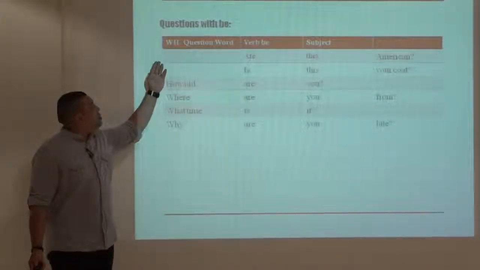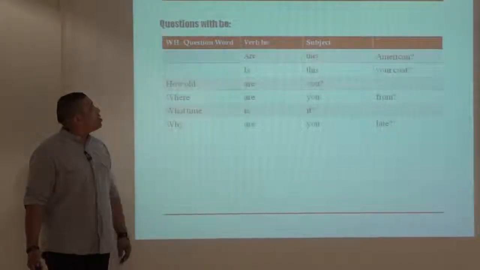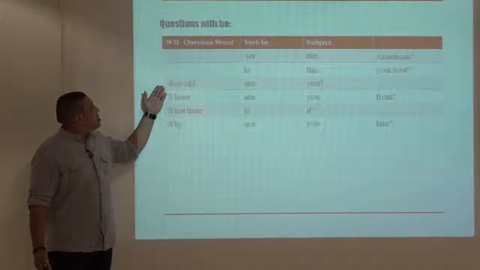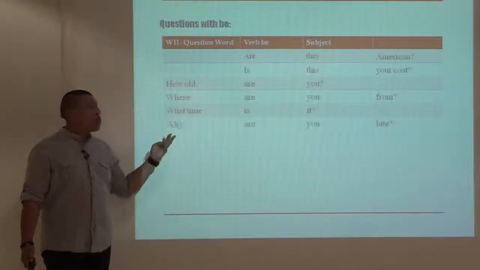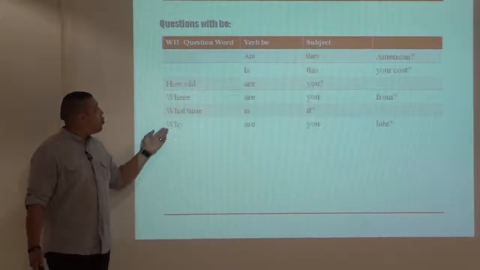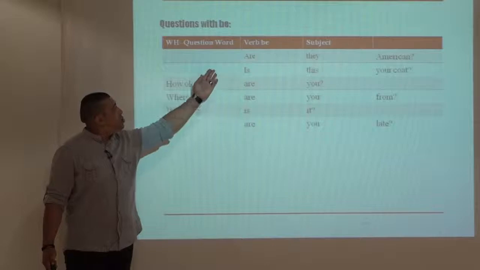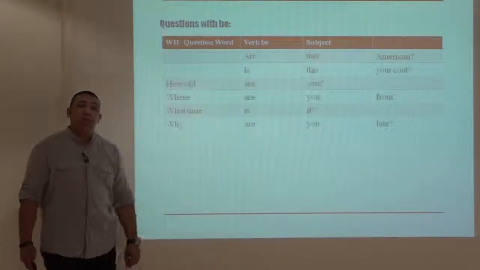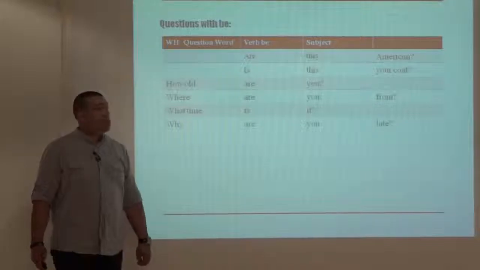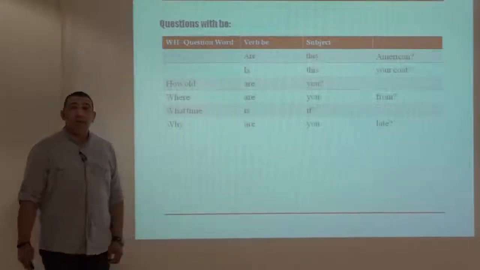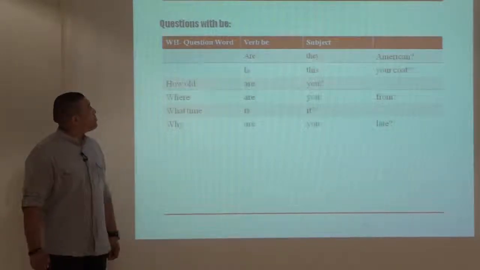First, we have the WH question word. WH question words start with WH, like what, where, what time, why, how old, followed by the to be verb, am, is, are, and then we have the subject like they, he, she, it, you, etc.